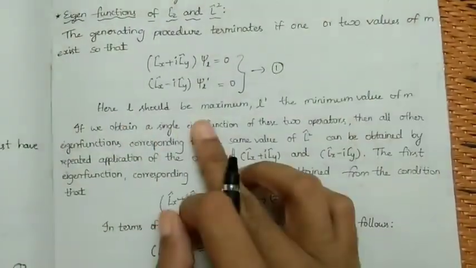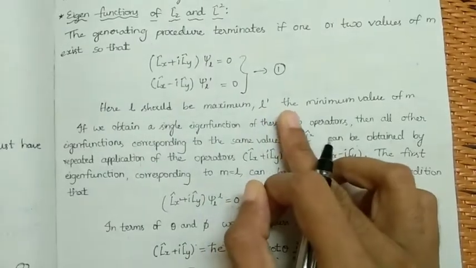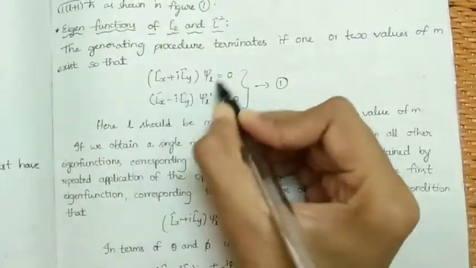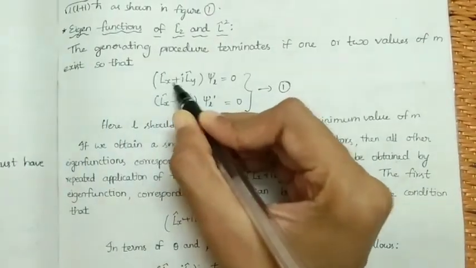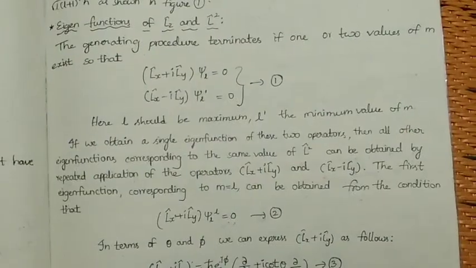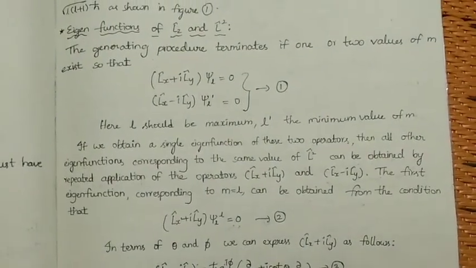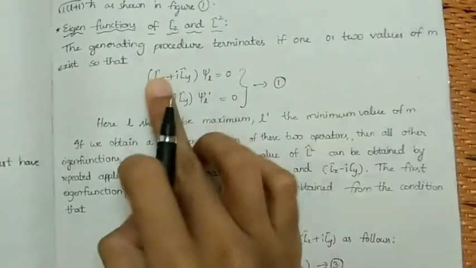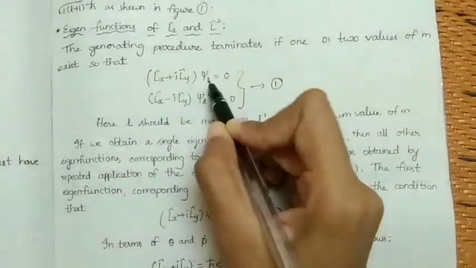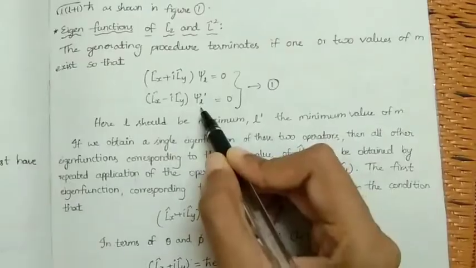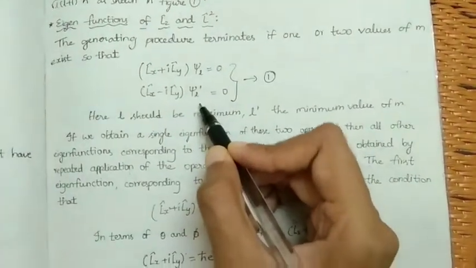Here L should be the maximum and L dash the minimum value of m. So this is for the maximum value because we are having Lx plus iLy, so by 1 the value goes on increasing: m plus 1, 1 plus 1, 2 plus 1, like that. So here L is the maximum value of m and L dash is the minimum value of m, for the eigenfunction with L dash.